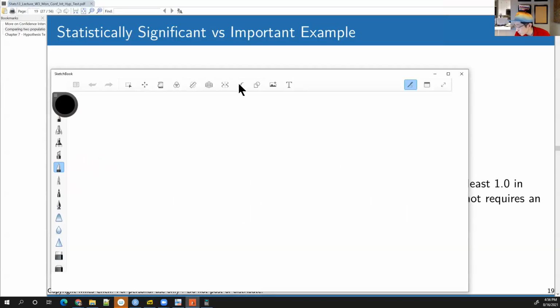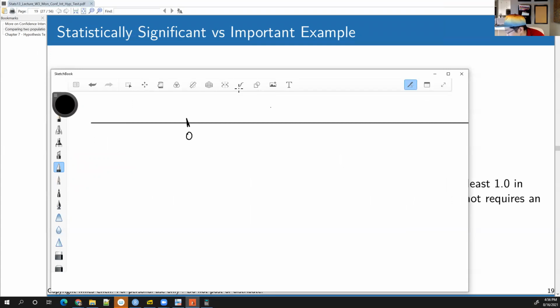Okay, so I've got a few results here, and perhaps it'll help if I draw a number line. So here we're going to put 0. This is 0, and this is going to be 1.0. Maybe that's too far over. Okay, 1.0, 2.0, 3.0.